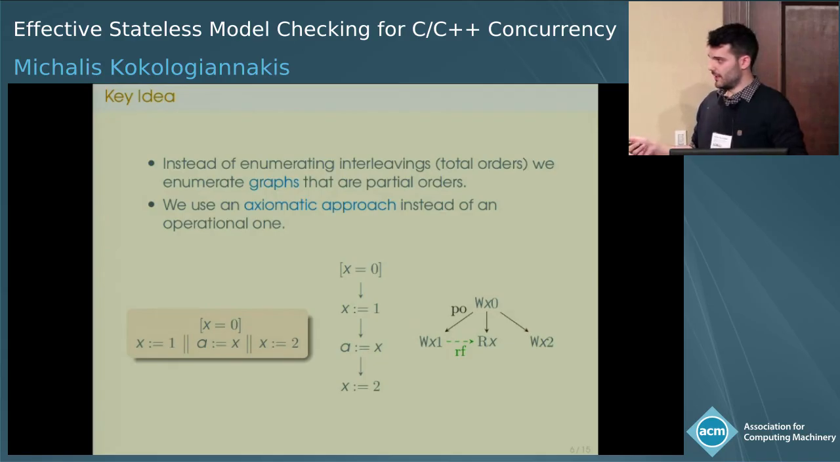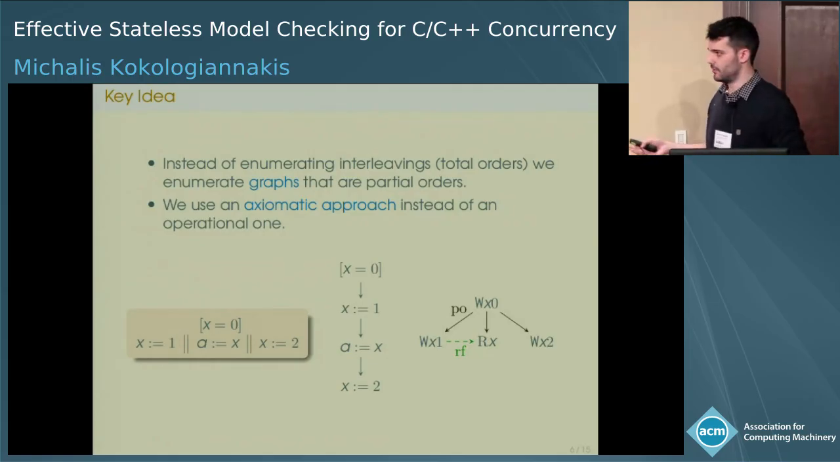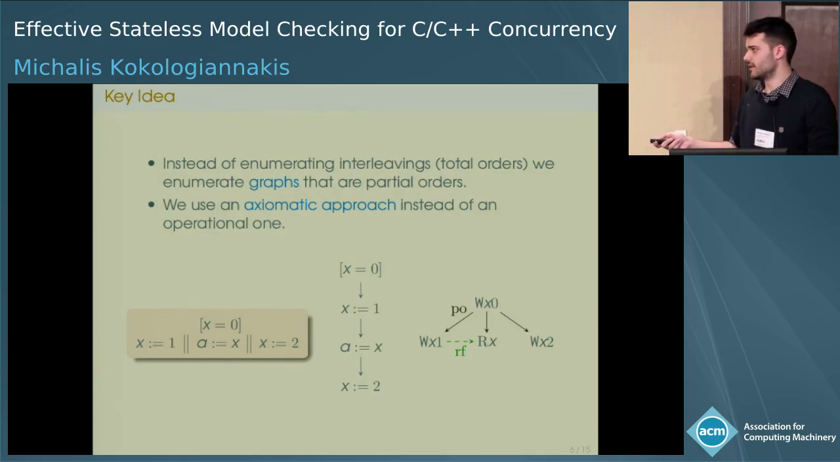This particular trace can be represented by this graph. The W X 0 is the initializer write. This is just a write that gives the initial value to the memory location X, which is 0. And then there are other events. This is the event of the first thread, of the second, and of the third. These events are connected by various relations, like reads-from. So, for example, this arrow here means that the read reads 1.